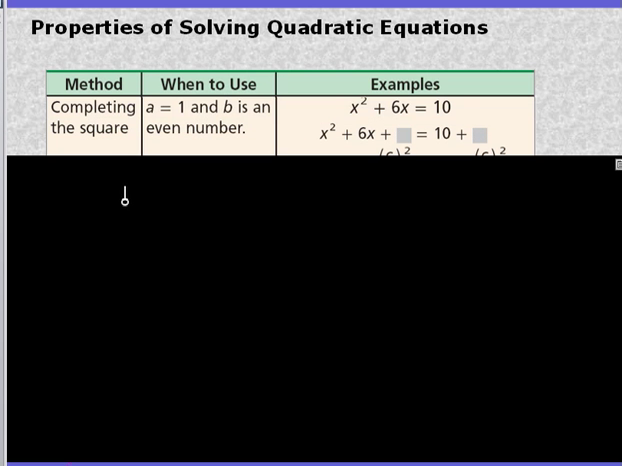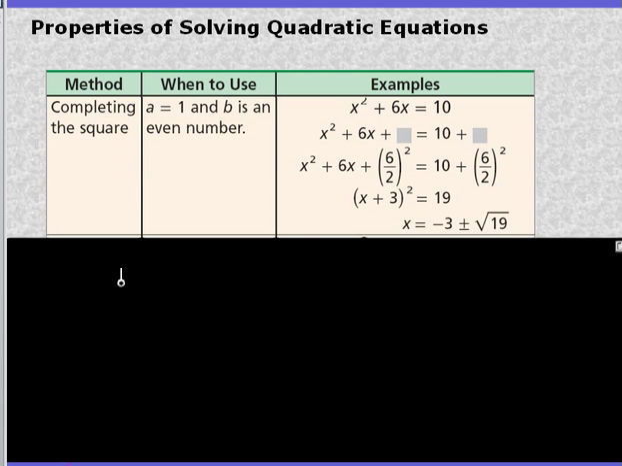Okay, completing the square. When would you want to use it? Well, when a is 1, so we're not going to deal with cases where a is not 1. And b is an even number. So it's a lot easier if you can divide b evenly by 2. And that's a case where completing the square might be a good choice. You could use quadratic formula on these as well, but quadratic formula has its own issues. It's a lot of calculations and it's easy to make mistakes on that.